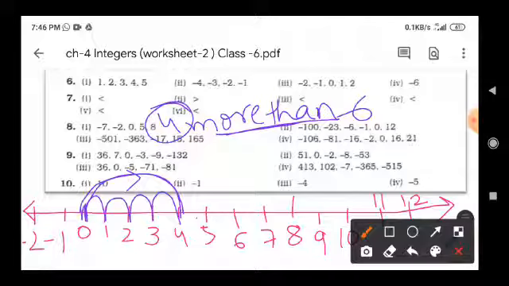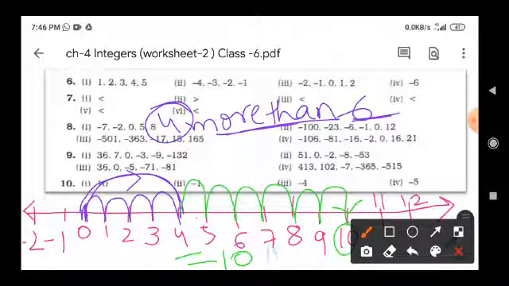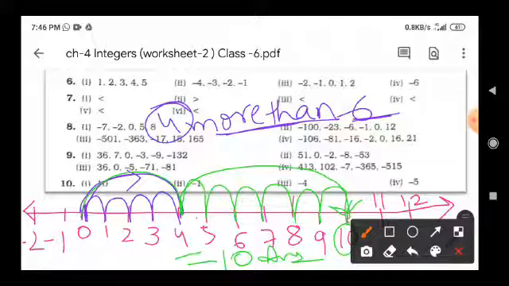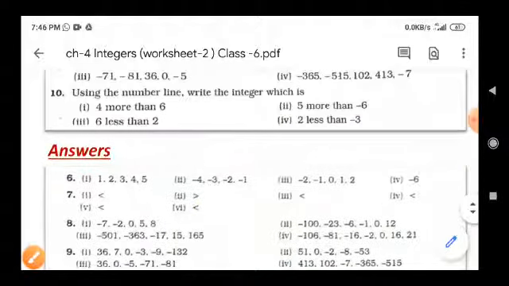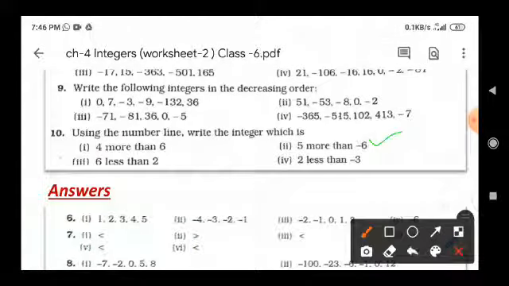Remember this concept also. Now how many steps? 6. So we have to move 6 steps. 1, 2, 3, 4, 5, 6. So where we reach? At 10. We reach at 10. So the answer is 10. The final answer. You have to show on number line like this, 4 and then directly 6. You can show like that also. Okay. It's not needed to make the small loops. You can make the bigger one only. This is about more than.